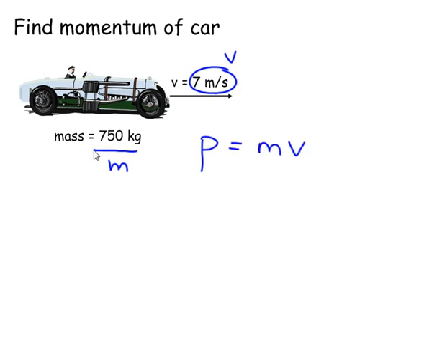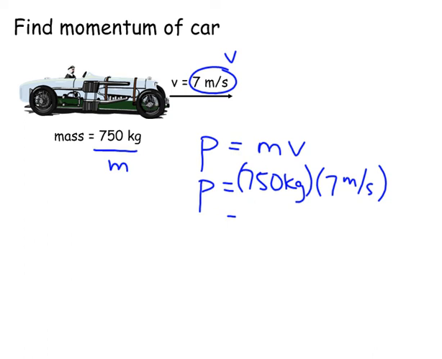P equals mv. P equals 750 kilograms times 7 meters per second. That gives me a total momentum of 5,250 kilogram meters per second.